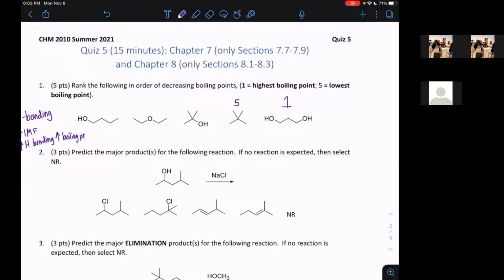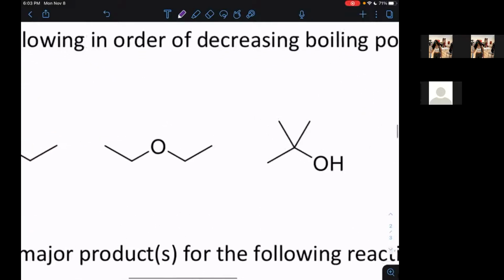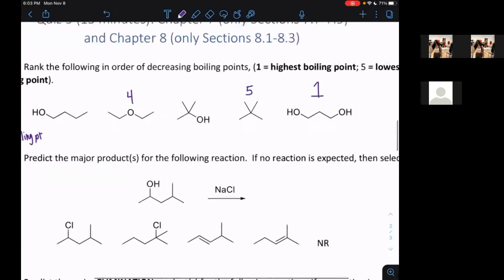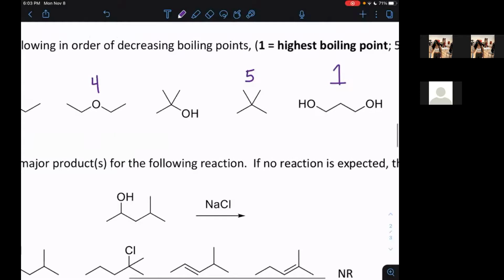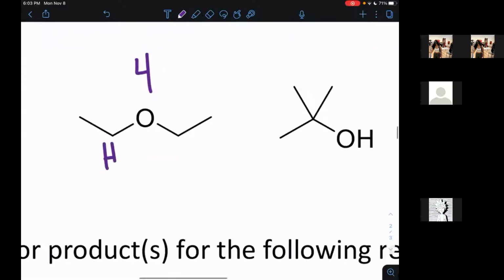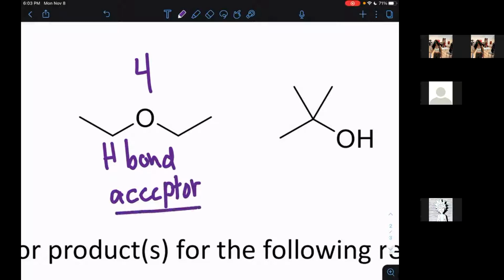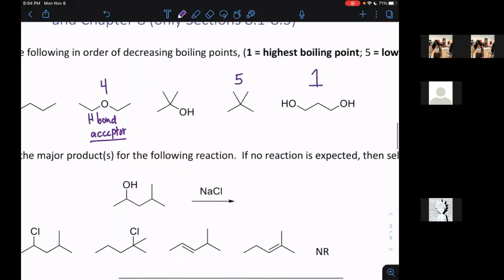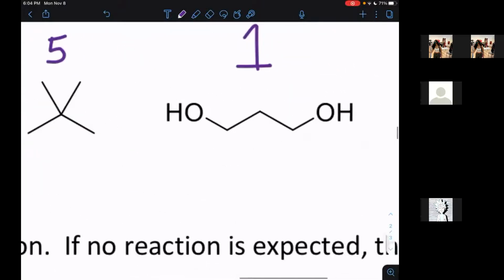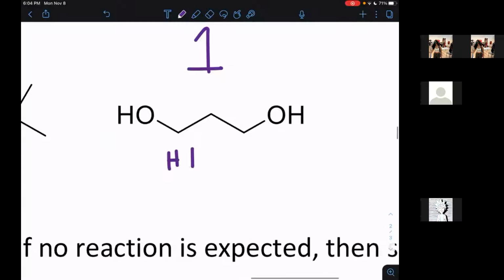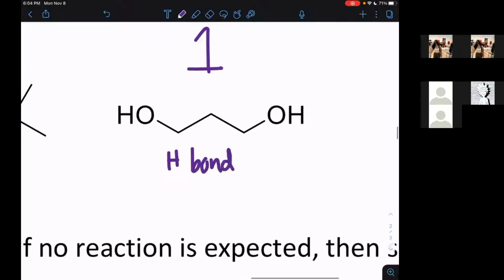So then let's see. We can also say that this one's gonna be second lowest because this one's only a hydrogen bond acceptor. Does anyone know, do I have that right? I'm pretty sure it's an acceptor. The oxygen is the acceptor, if anyone can confirm. I think you're correct. Okay.